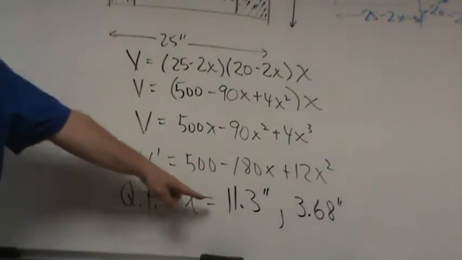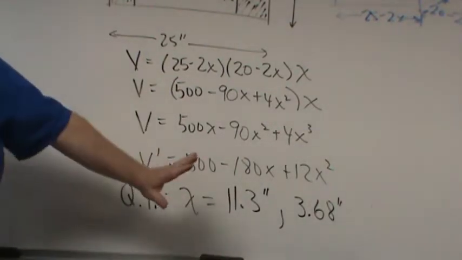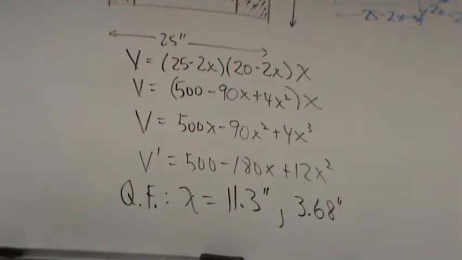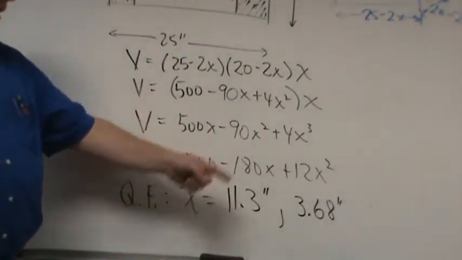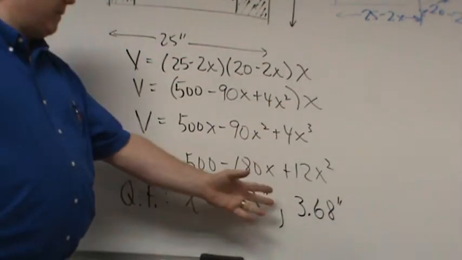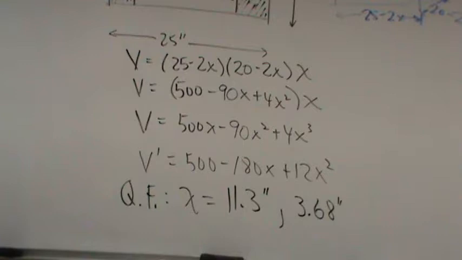Am I correct? Did anyone get 11.3 and 3.68 when they did the quadratic formula? Did anyone get those? You did, Chris? Okay, then we must be right. I mean, we're not going to randomly get the same number. Wait, why did you keep... oh, it's 500x. Yeah, it was 500x minus 90x squared, etc., because I had to multiply that x through. And then I took the derivative, and then I did the quadratic formula.